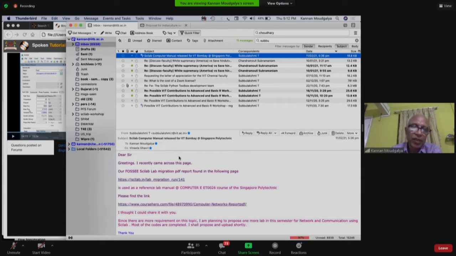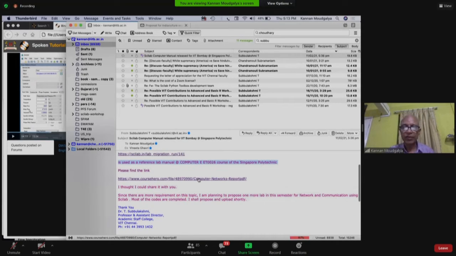Okay. So here is Dr. Subbalakshmi from VIT Chennai. And in fact, she says that just like we have DWSim lab migration, we also do FOSSEE Scilab lab migration, MATLAB to Scilab, for example. And she says that whatever they have done is used as a reference lab manual in a course at Singapore Polytechnic. Please find the link. So she has given the link. If you go there, I checked it, it's all there.